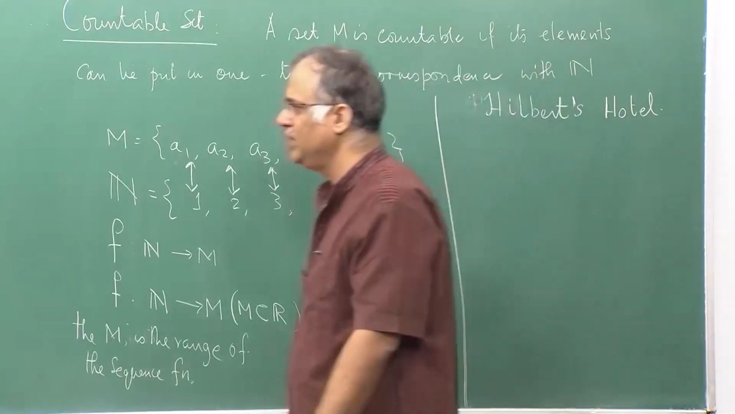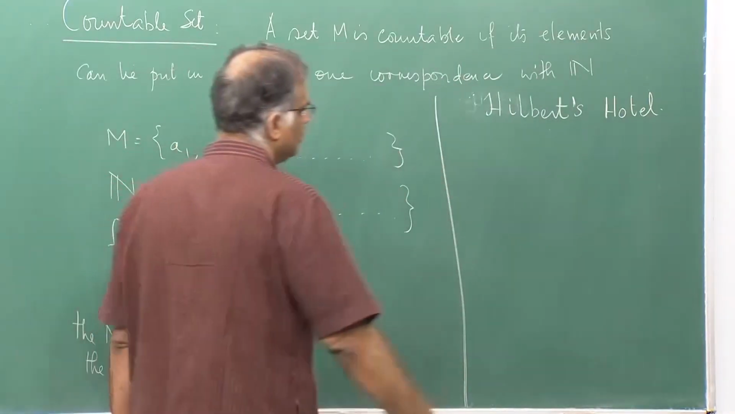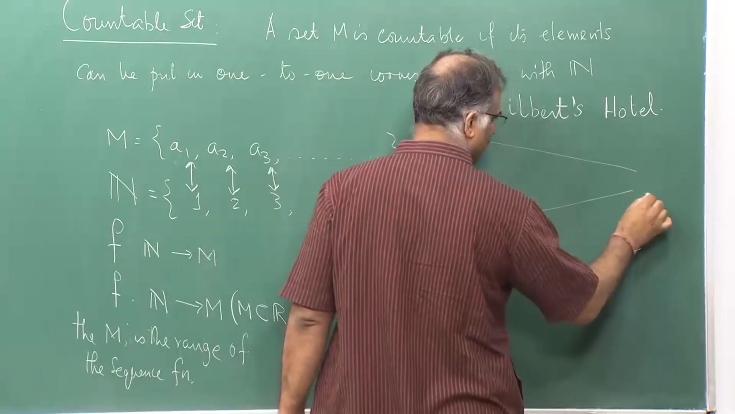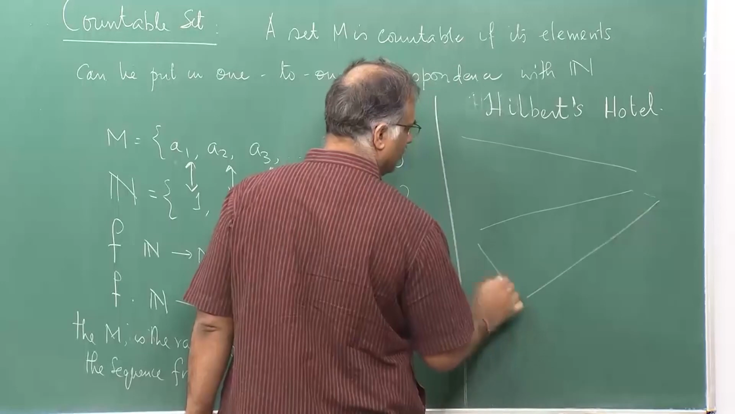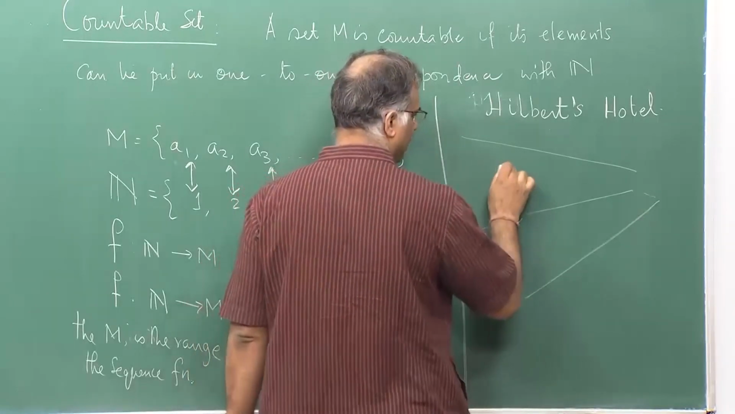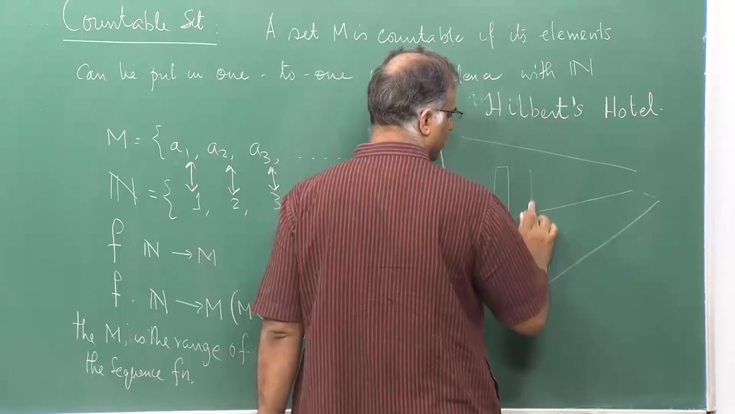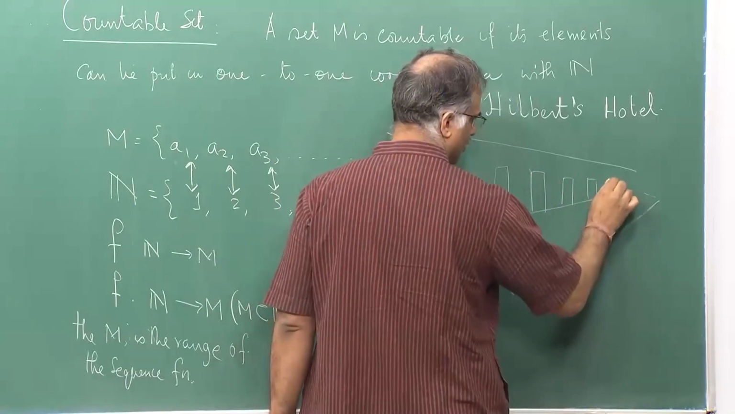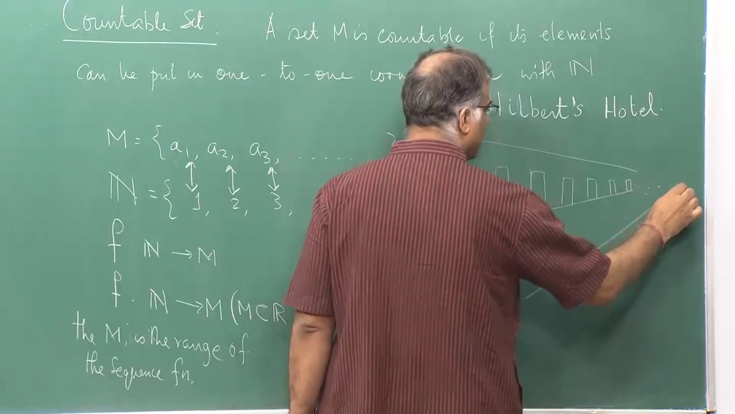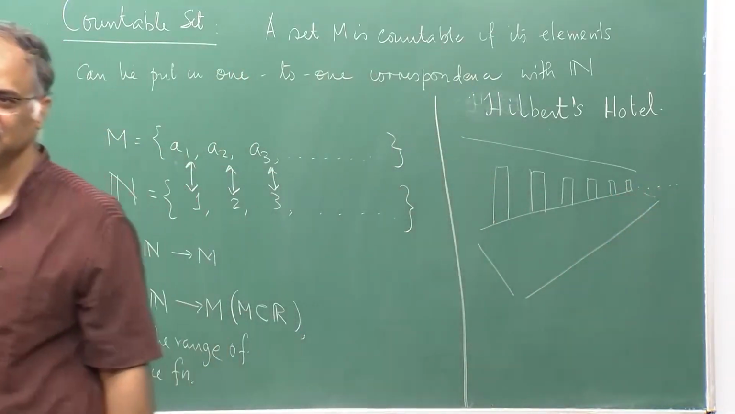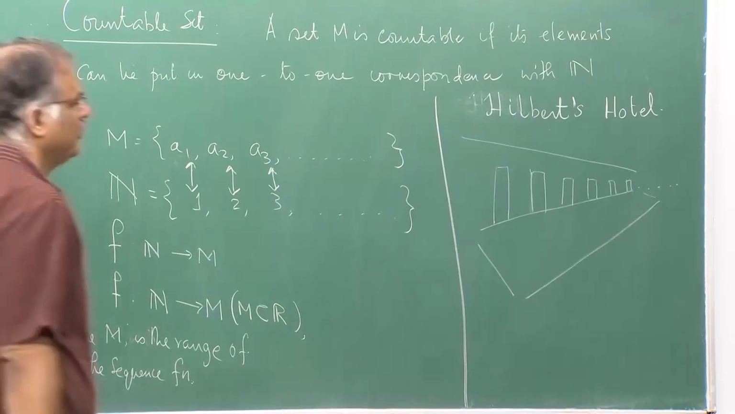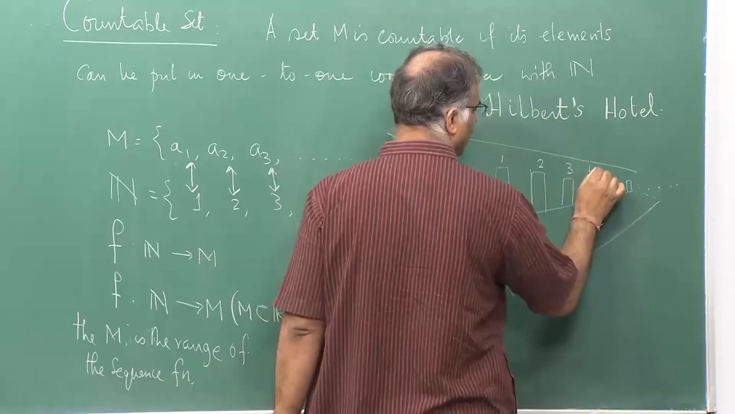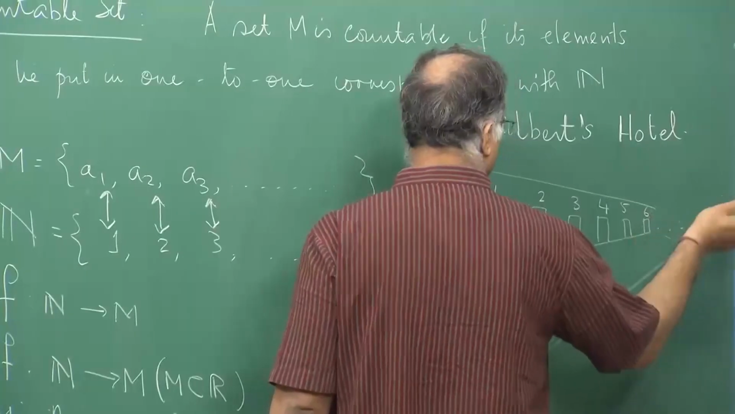So there is this strange hotel, say, a nice hotel. This is the balcony sort of thing, and here are the rooms. It's a very strange hotel. It's an infinite hotel. And so this is room number 1, this is room number 2, room number 3, room 4, 5, 6, and so on.